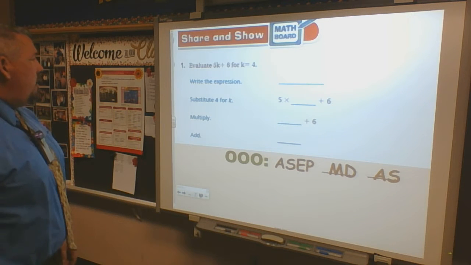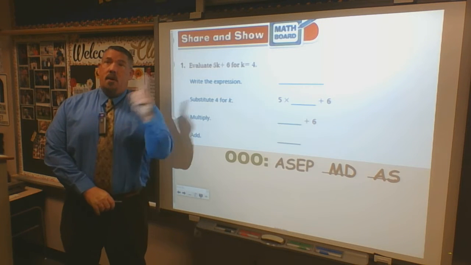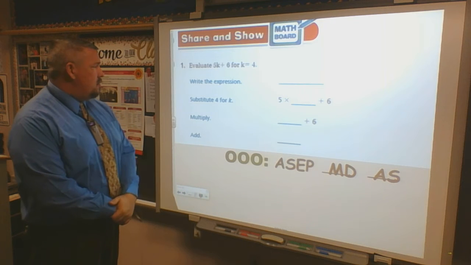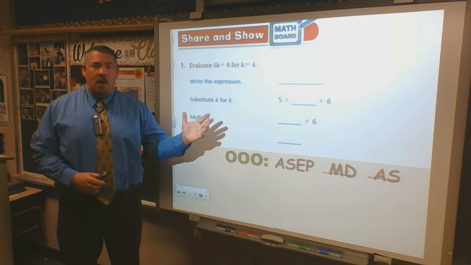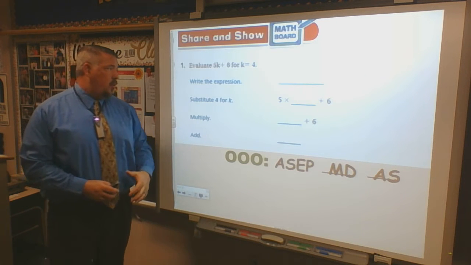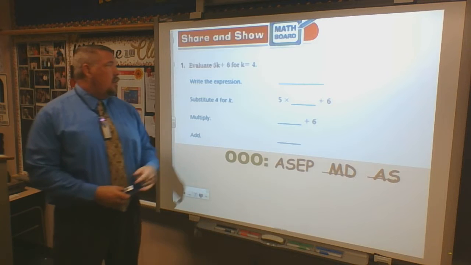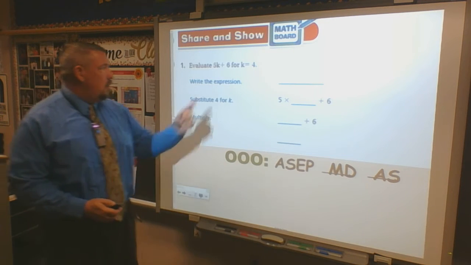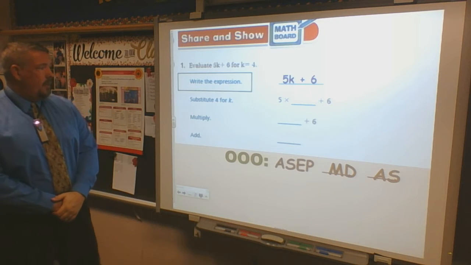All right, so now this says evaluate. Evaluate once again, solving a math problem. Okay, it doesn't have an expression, so it doesn't have an answer. All right, so we're doing less and less of giving you what is done, and you have to start doing it. So the first thing we do is we write down the expression that we're going to solve. So in your book, write down the expression that we're going to solve. Hopefully you write down 5k plus 6, because that's what should go on the first line.